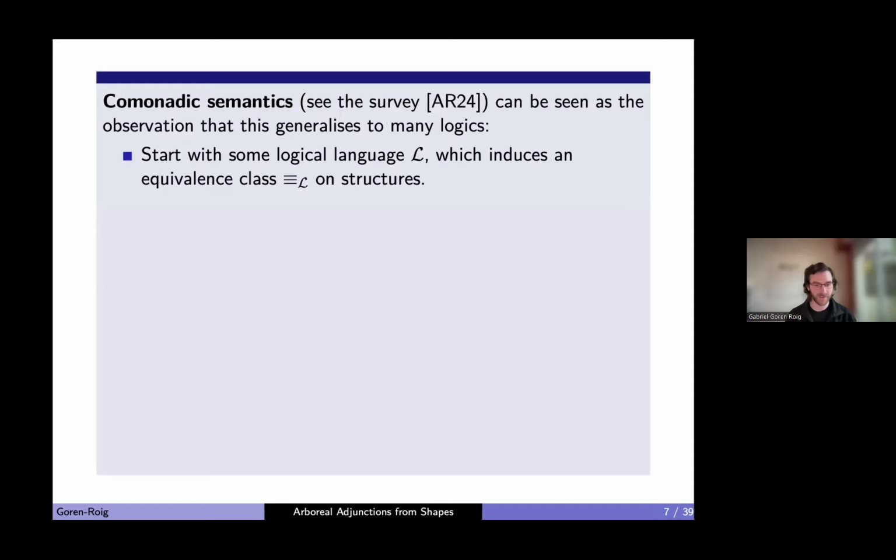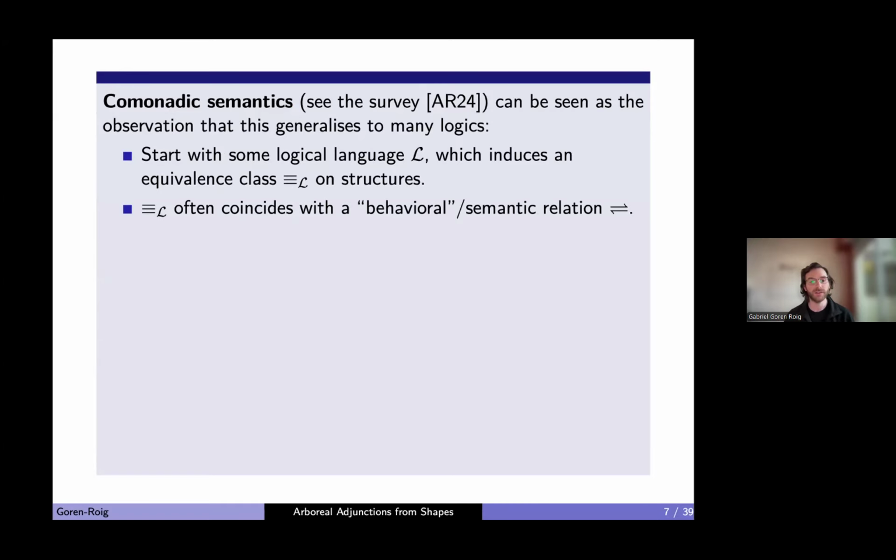This talk is in the broader context of this program called comonadic semantics, right? And this program could be seen as the observation that this story generalizes to many other logics, not just modal logic. So I will try to explain what this situation is, or what I'm thinking about as this situation. So we start with some logical language, L, which induces an equivalence class on the structures that it talks about, right? So in case of graphs, two graphs satisfying exactly the same formulas of this language.